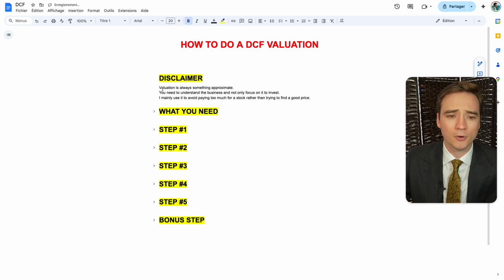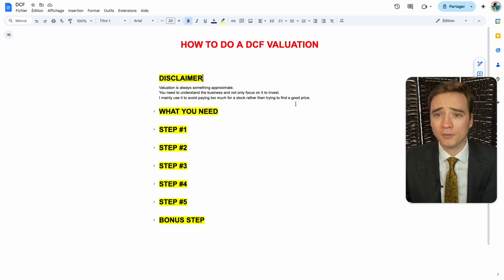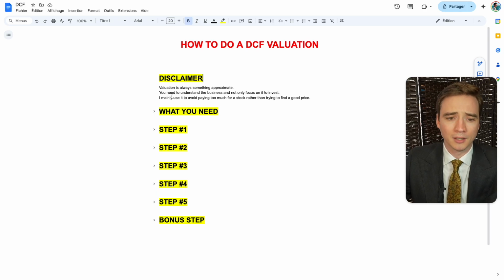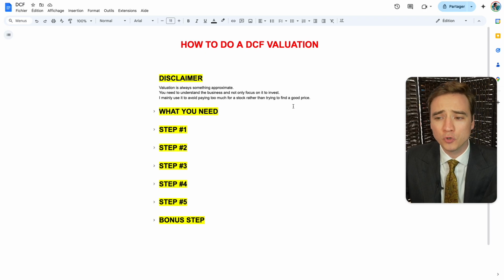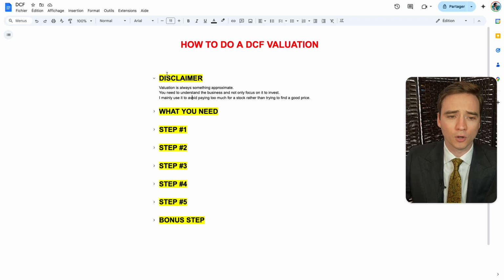A little disclaimer: a valuation is always something approximate. You will have some gross approximations and so on, so you cannot rely 100% on it. You need to understand the business and not only focus on valuation to invest. A lot of people make this mistake: okay, it's undervalued, so I buy. No, you need to understand the business and you need to invest in great companies. And lastly, I mainly use it to avoid paying too much for a stock rather than trying to find a good price or a big undervalued company.